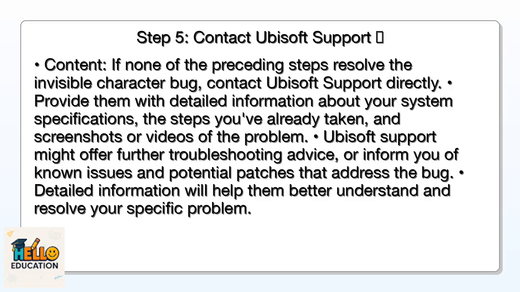Step five: Contact Ubisoft Support. Content: If none of the preceding steps resolve the invisible chair actor bug, contact Ubisoft Support directly. Provide them with detailed information about your system specifications, the steps you've already taken, and screenshots or videos of the problem. Ubisoft Support might offer further troubleshooting advice or inform you of known issues and potential patches that address the bug. Detailed information will help them better understand and resolve your specific problem.